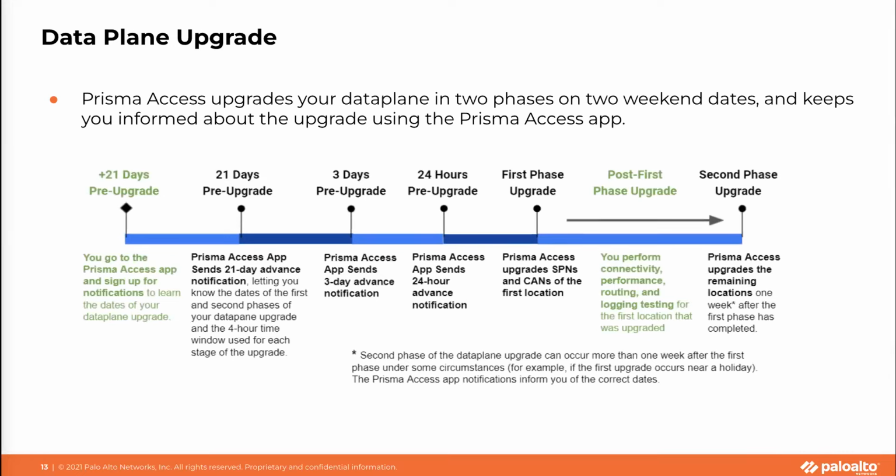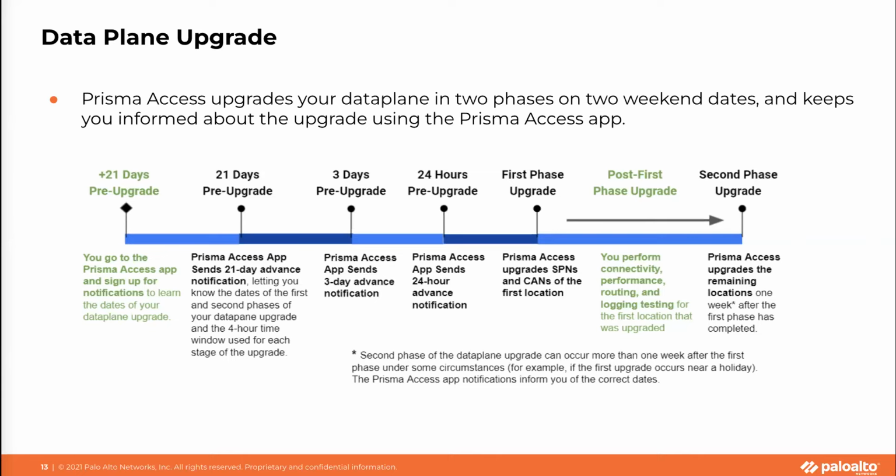Regarding the data plane upgrade, Prisma Access upgrades your data plane in two phases on 2 weekend dates and keeps you informed about the upgrade using the Prisma Access app. On a high level, you can see the steps of the upgrade process. After you sign up for the notification, Prisma Access informs you of the 2 weekend dates that will be used for the upgrade process and sends this notification 21 days, 3 days, and 24 hours before the first phase of the upgrade will occur.